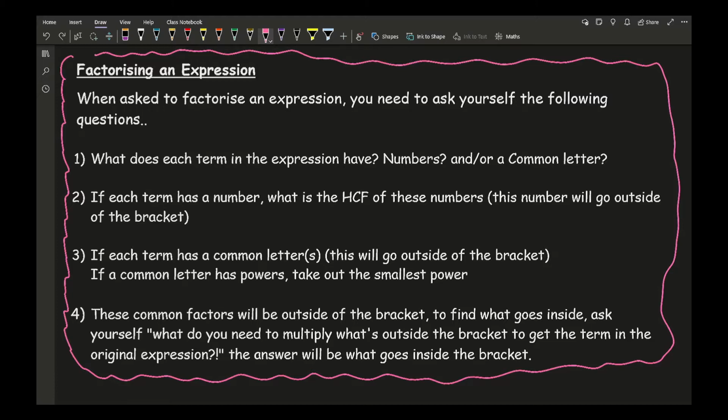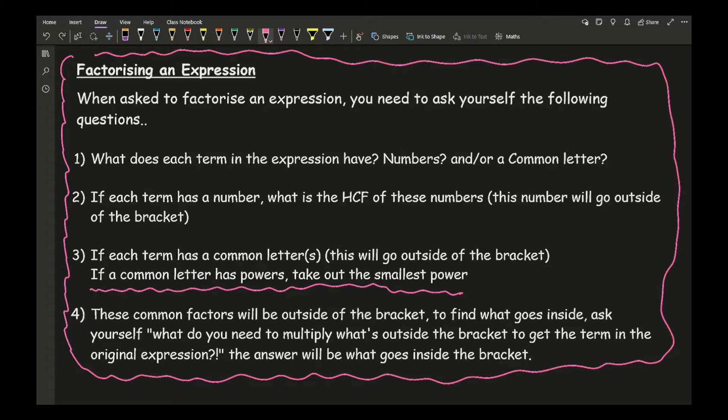And the key thing with high level questions, if you find that your common letter has powers, then you want to take out the smallest power. Now, this is kind of contrary, and this is where a lot of students make mistakes, because you always think, oh, I take the highest common factor from numbers. When it comes to letters, you want to take the smallest power of the letter. So it's something you definitely want to bear in mind.